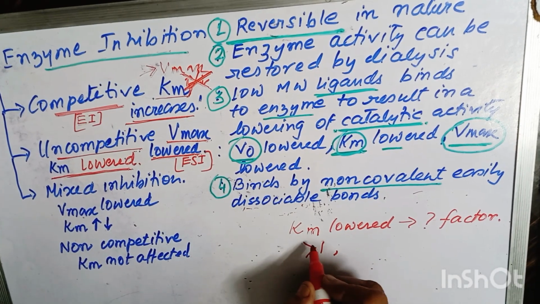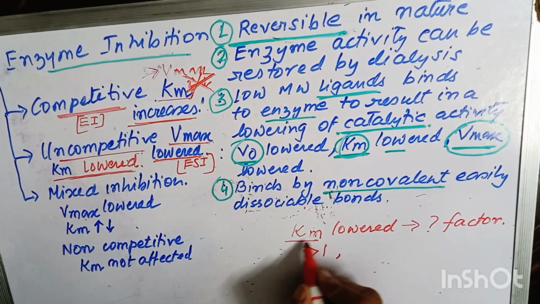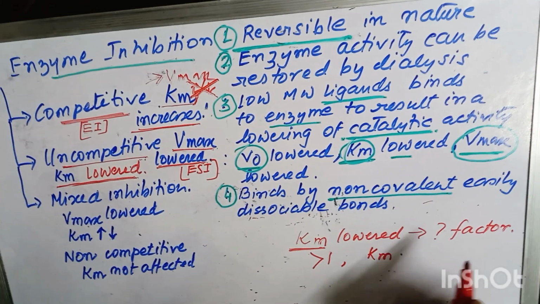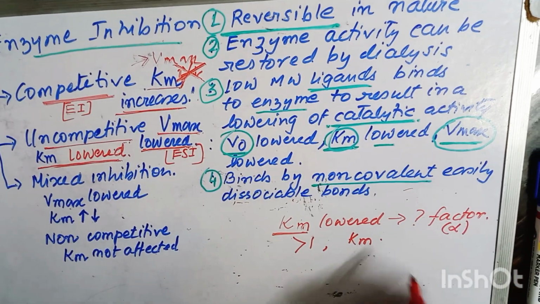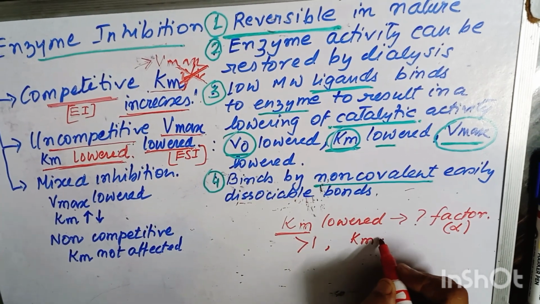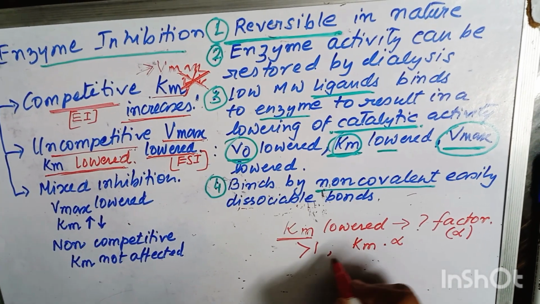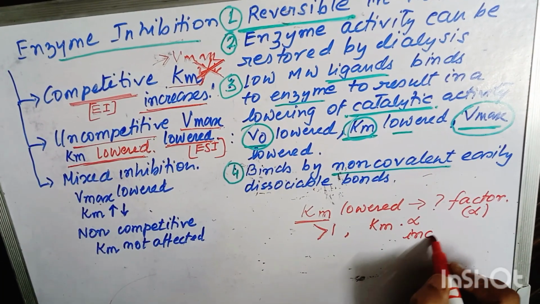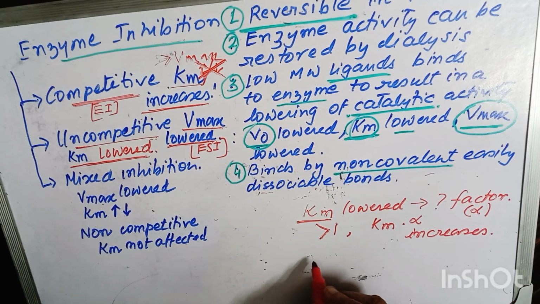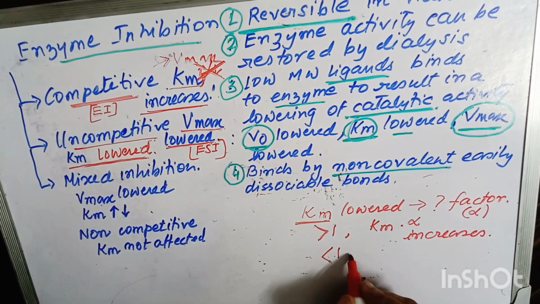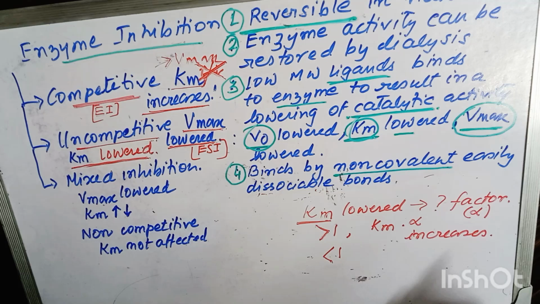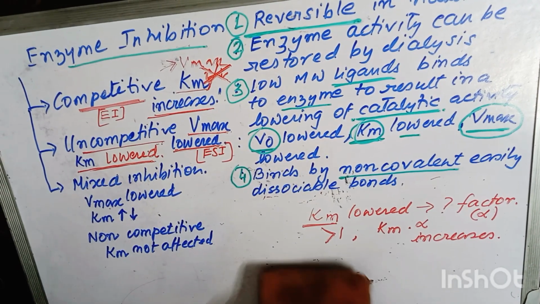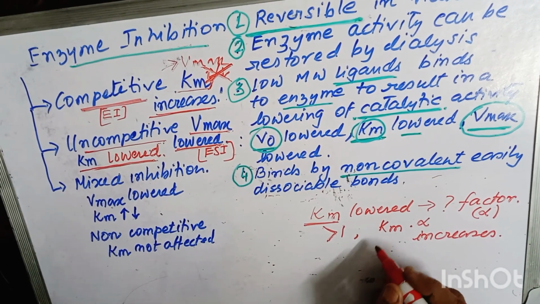then we multiply Km by that factor greater than 1, and we say that this factor is alpha. If we multiply Km by alpha and it is greater than 1, then the Km actually increases. If this factor is less than 1, we say that the Km decreases. But in case of enzymic inhibitions, there is no such factor which is less than 1.